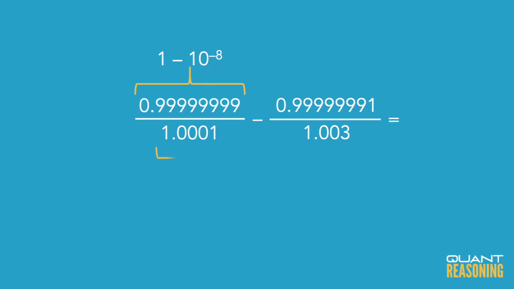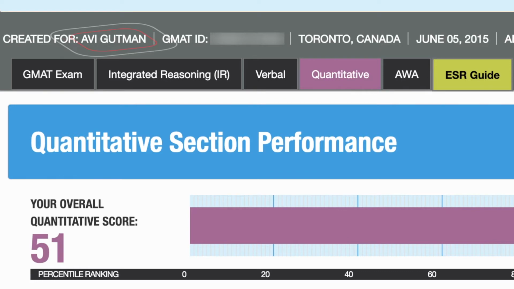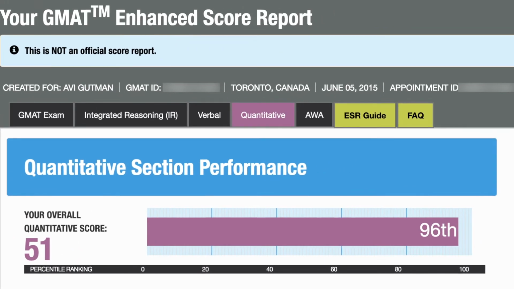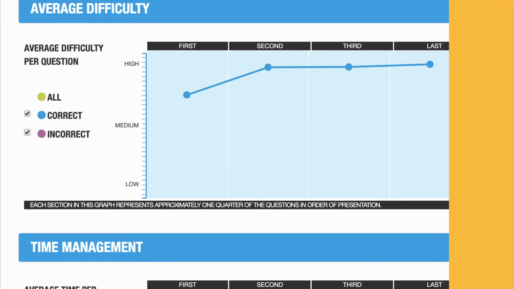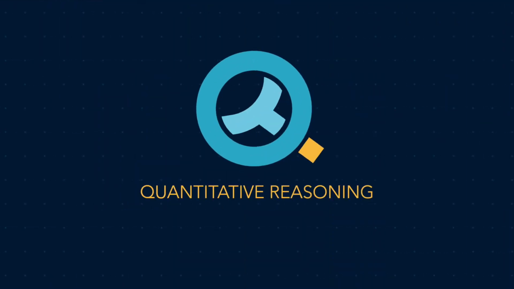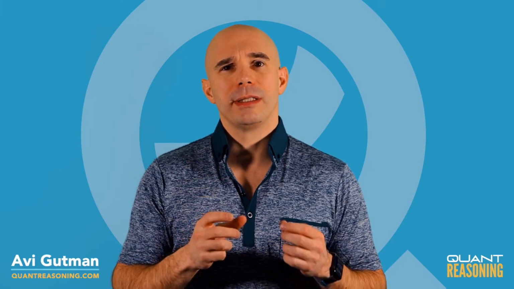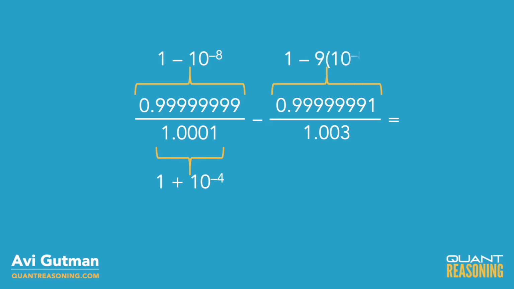And similarly, we'll rephrase the denominator for that first term as 1 plus 10 to the power of negative 4. Let's run the intro, and maybe you can pause the video here and try to do the same thing for the second term. So for the second term, what you'll end up with is 1 minus 9 times 10 to the power of negative 8 over 1 plus 3 times 10 to the negative 4.